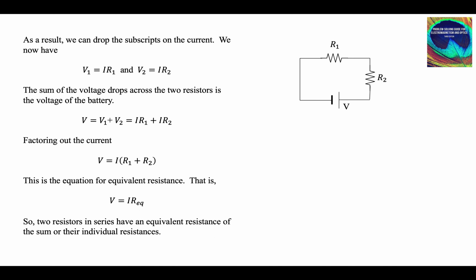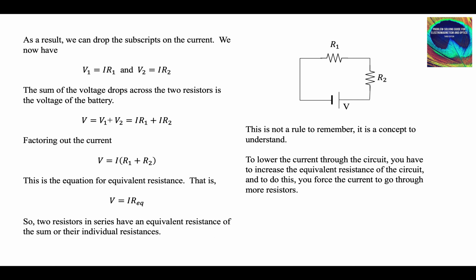The equivalent resistance of two resistors in series is just the sum of their individual resistances, and you should understand that. If you want to lower the current in the circuit, you have to increase the resistance, and you just force the current to go through more resistors. Simple as that.